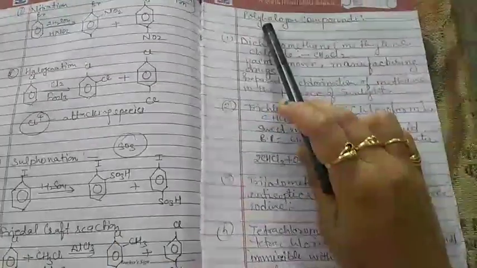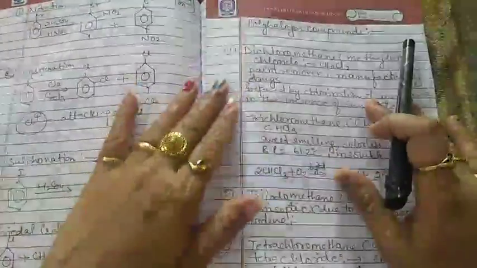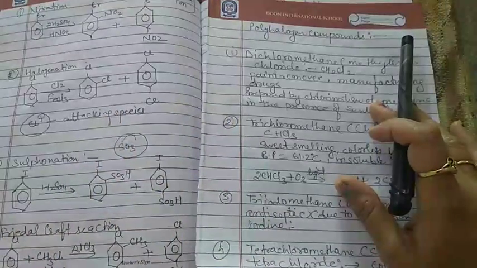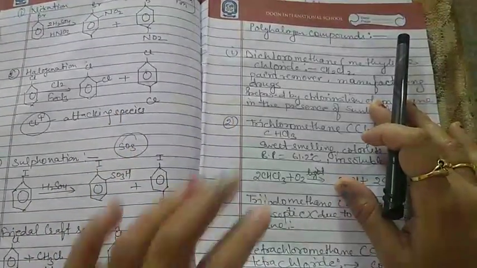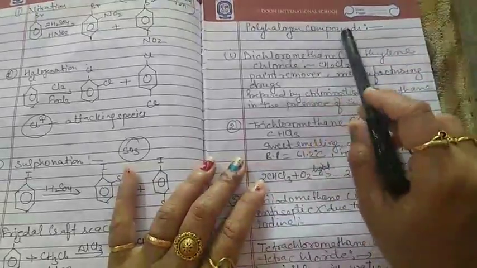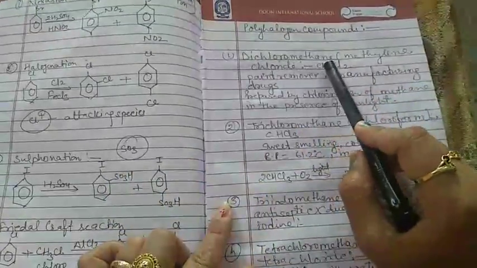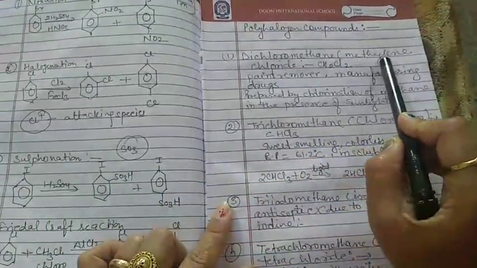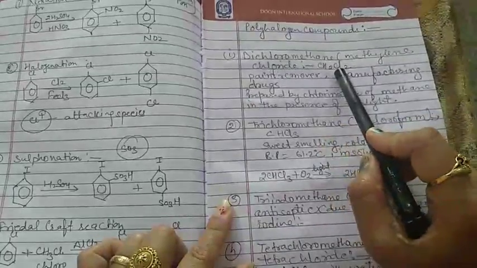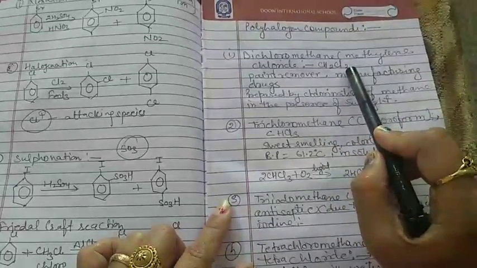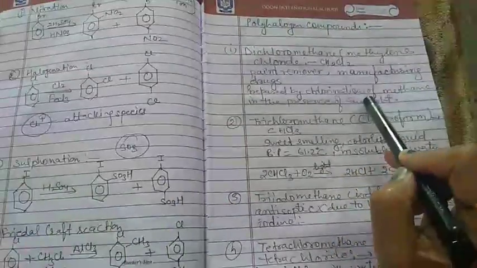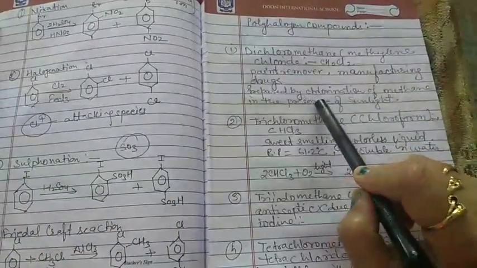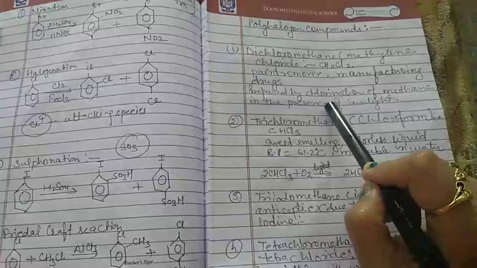The last topic of this chapter is polyhalogen compounds. It means that carbon compounds containing more than one halogen atom are called polyhalogen compounds. The first type of polyhalogen compound is dichloromethane, also known as methylene chloride, and the formula is CH2Cl2. It is prepared by the chlorination of methane in the presence of sunlight.